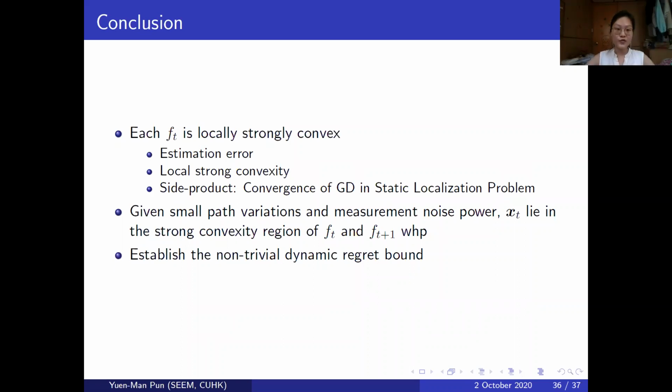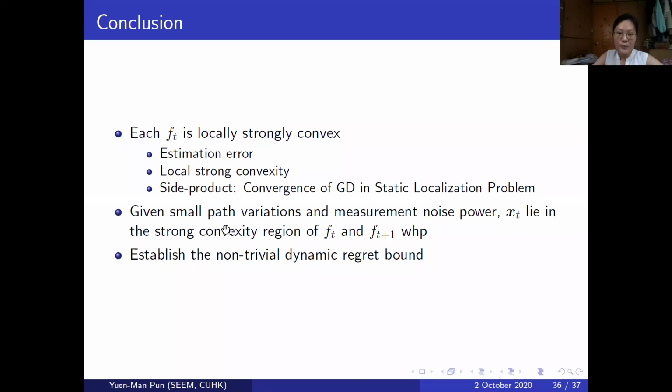We have proved the dynamic regret bound. We first established the local strong convexity for each loss function, the ML function at each time step. And then we have showed the estimation error, the local strong convexity, and as a side product, we have showed the linear convergence of gradient descent in static localization problem.